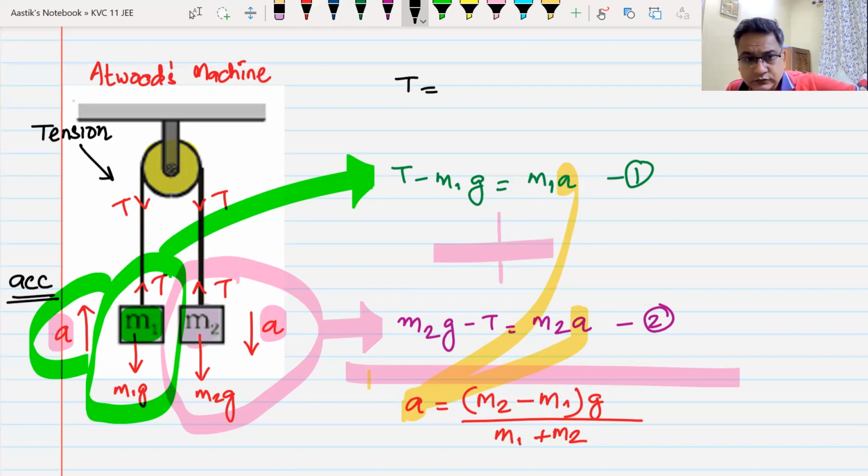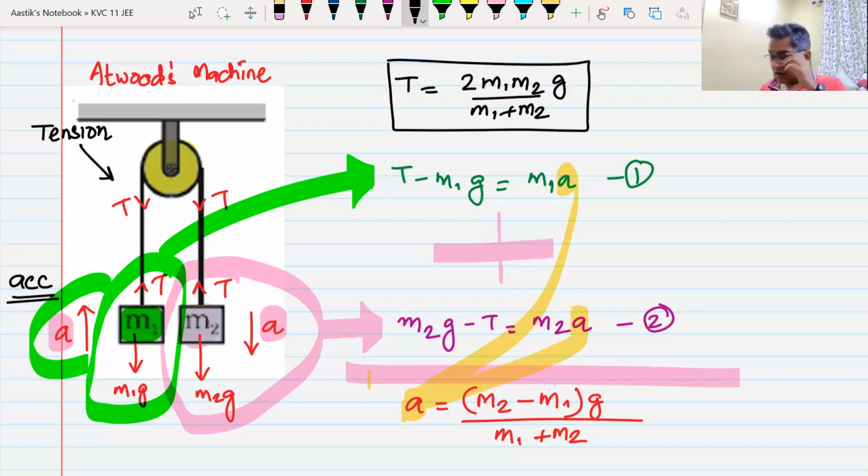2g into (M1 minus M2) by (M1 plus M2)? Some mistake in calculations? The value of T that you are going to get will be 2 times M1 M2 by (M1 plus M2) into g. Yes, that is correct. That is the correct answer for tension, the value of tension in the string.